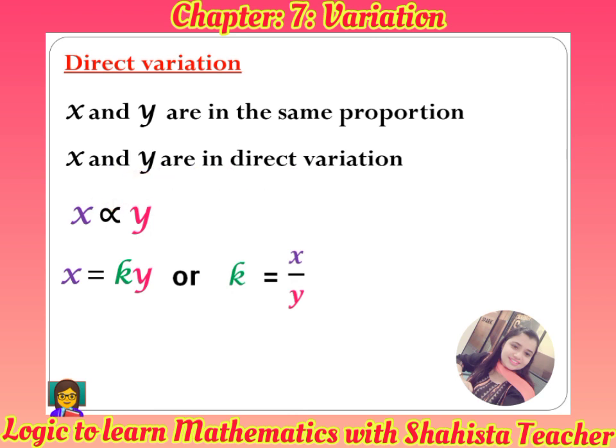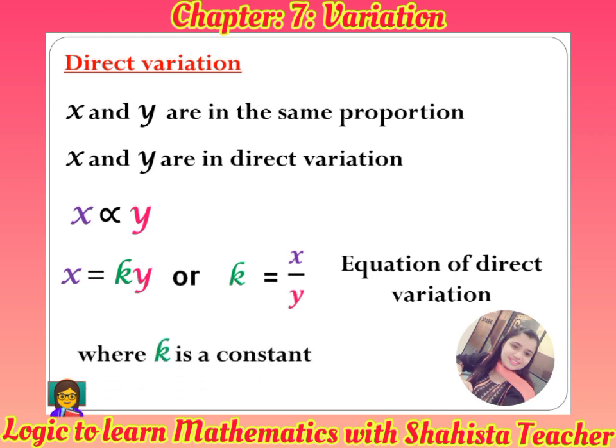x varies y, that is nothing but x is equal to k y, and we can say k is equal to x upon y. Equation of direct variation. This is known as an equation of direct variation where k is constant. Constant means the value never changes.